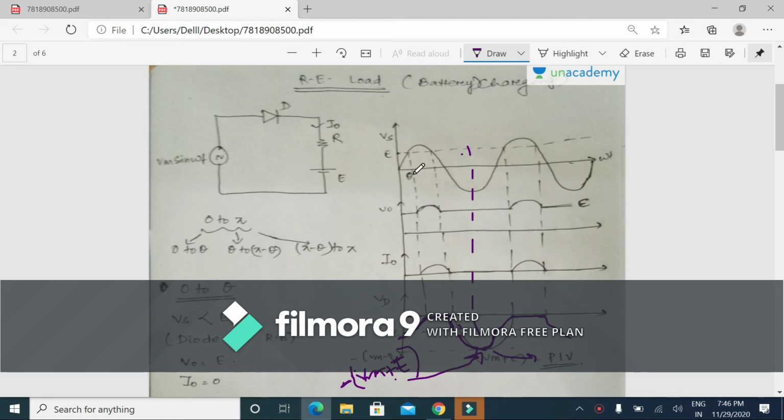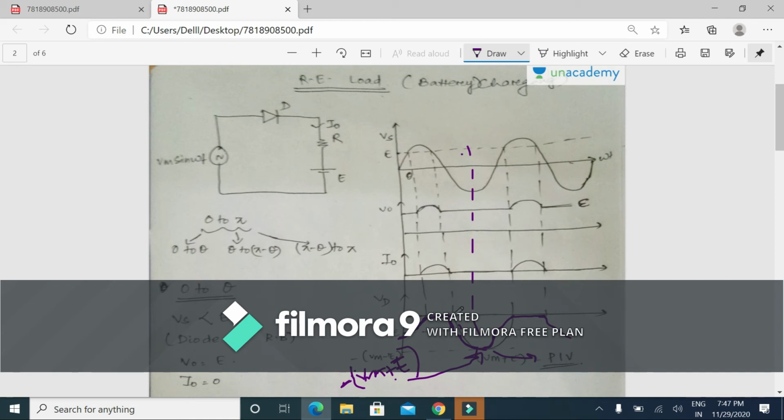Since we know that from 0 to theta, the diode is reverse biased. As the diode is reverse biased, at this zero crossing, since the source voltage is 0, the voltage across this diode becomes equal to minus E. After zero crossing, the source voltage starts building up, and the voltage across the diode goes on decreasing until the source voltage becomes equal to the EMF source, and the diode starts conducting.